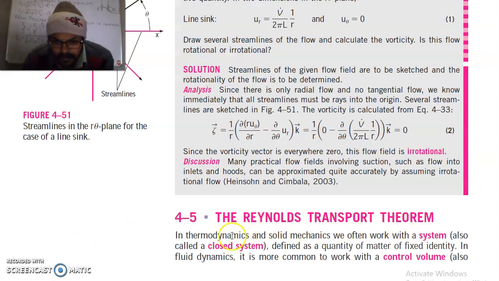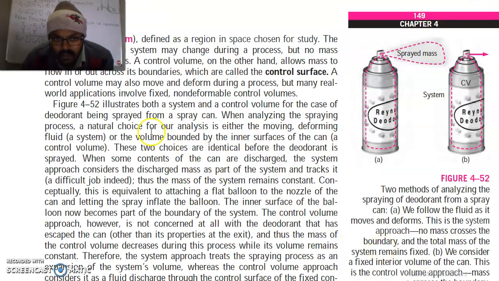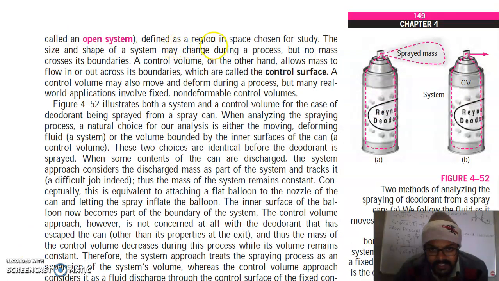Reynolds transport theorem. In thermodynamics and solid mechanics, we often work with a system, also called a closed system, defined as a quantity of matter of fixed identity. In fluid mechanics, it is more common to work with a control volume, also called an open system, defined as a region in space chosen for study. The size and shape of a system may change during a process, but no mass crosses the boundary. A control volume, on the other hand, allows mass to flow in and out across boundaries, which are called the control surface. A control volume may also move and deform during a process, but many real-world applications involve fixed, non-deformable control volumes.